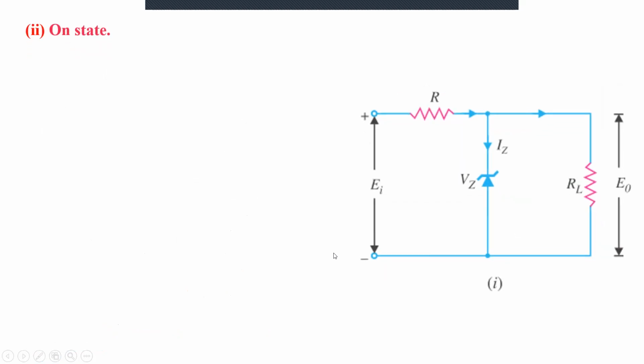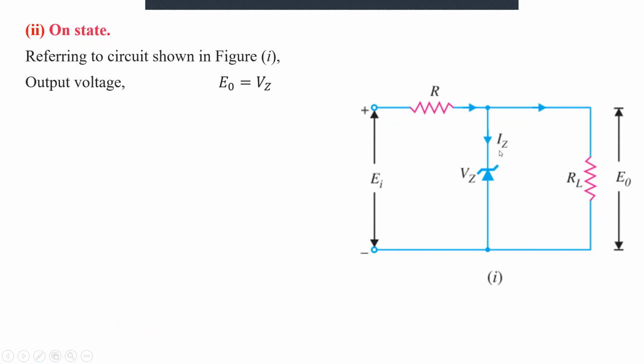Suppose the on-state condition of the Zener diode is considered. Then the Zener diode will conduct the current IZ, and there will be a total current I here. The current through the load resistance is taken to be IL. Then the output voltage E naught will be equal to the Zener diode voltage VZ, which is going to be constant, so the voltage will be regulated here. Similarly, you can calculate the output voltage as the product of current into resistance, that is IL into RL, the load current into the load resistance.